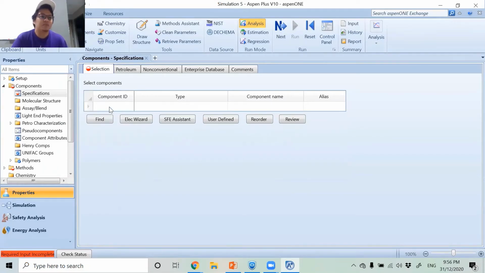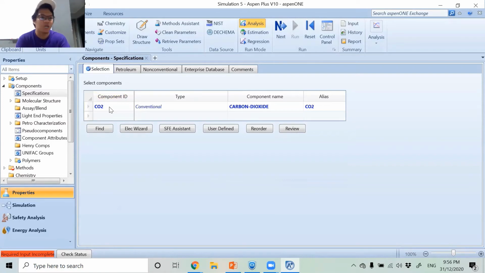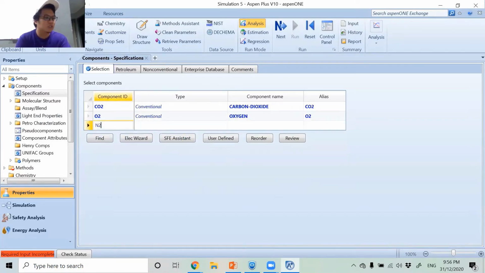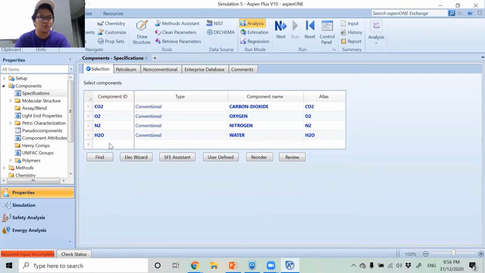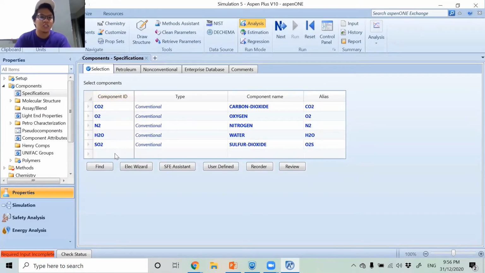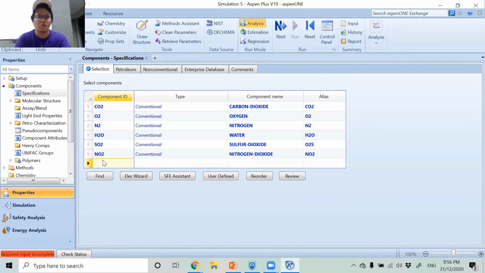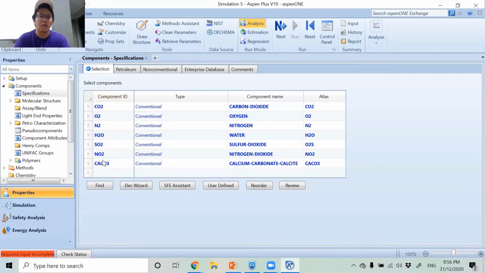So I have my Aspen Plus ready here. Okay, let's begin. First, I will specify my components. My components are carbon dioxide, oxygen, nitrogen, water, SO2, sulfur dioxide, as well as NOx, which will be represented by nitrogen dioxide. And then I will specify the calcium carbonate, which is limestone.